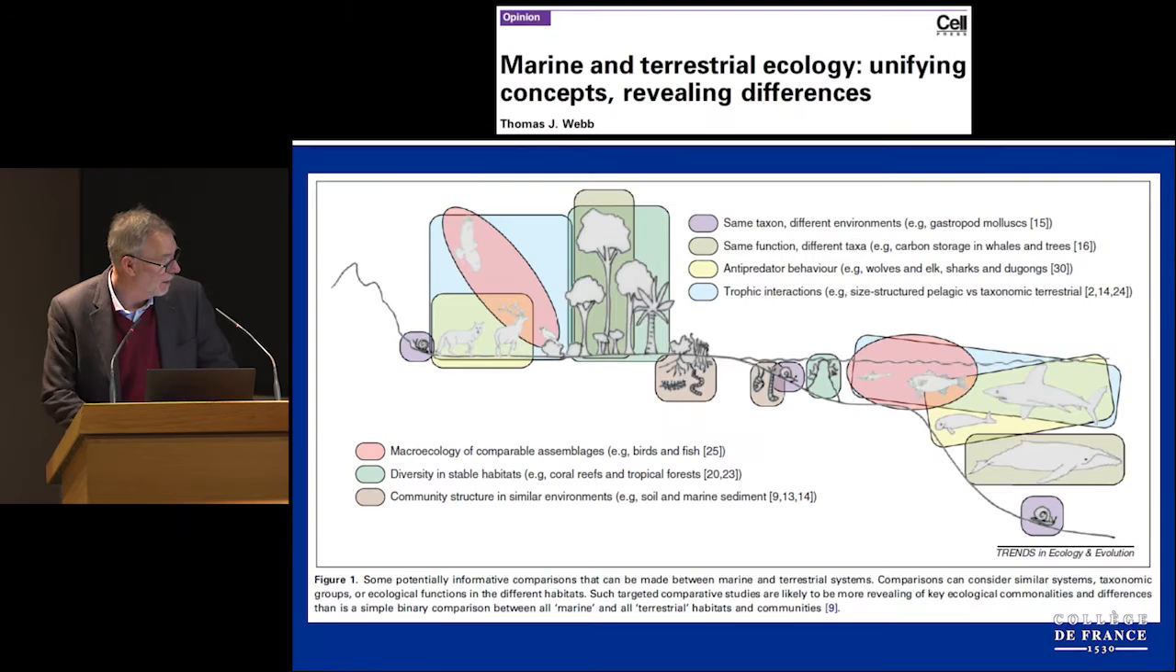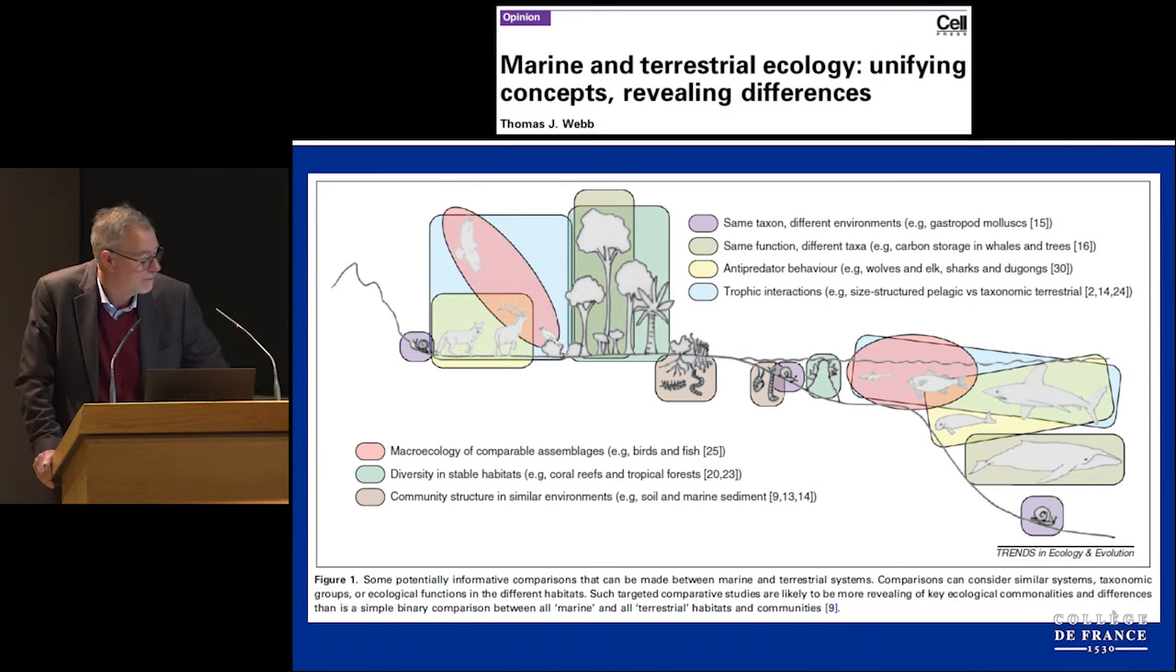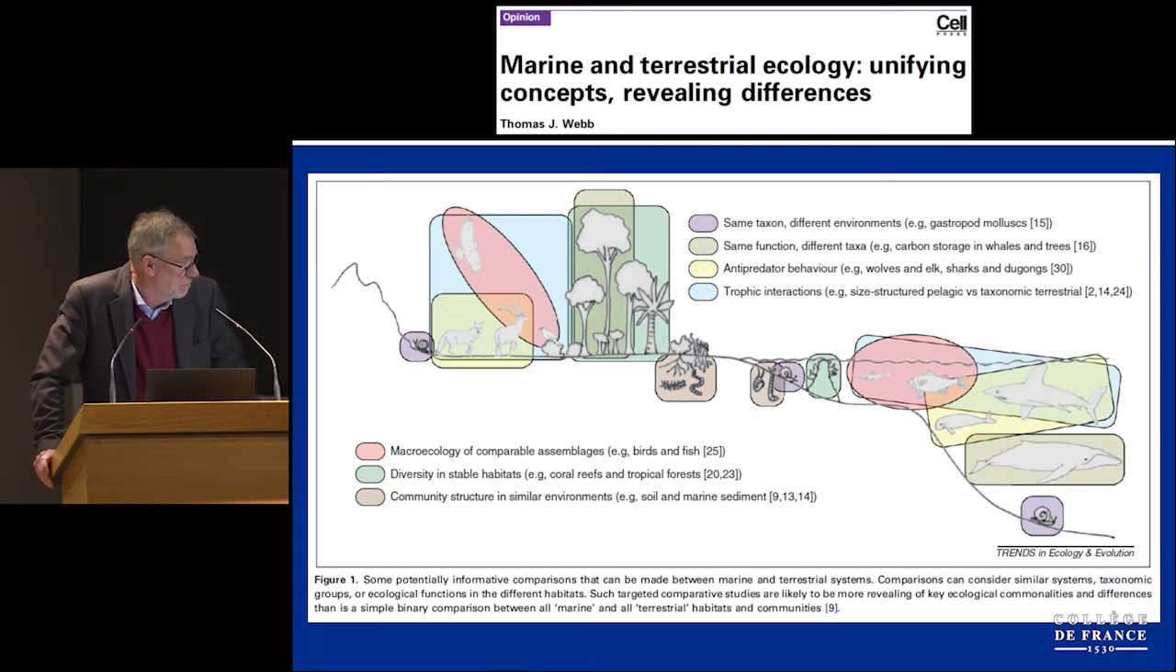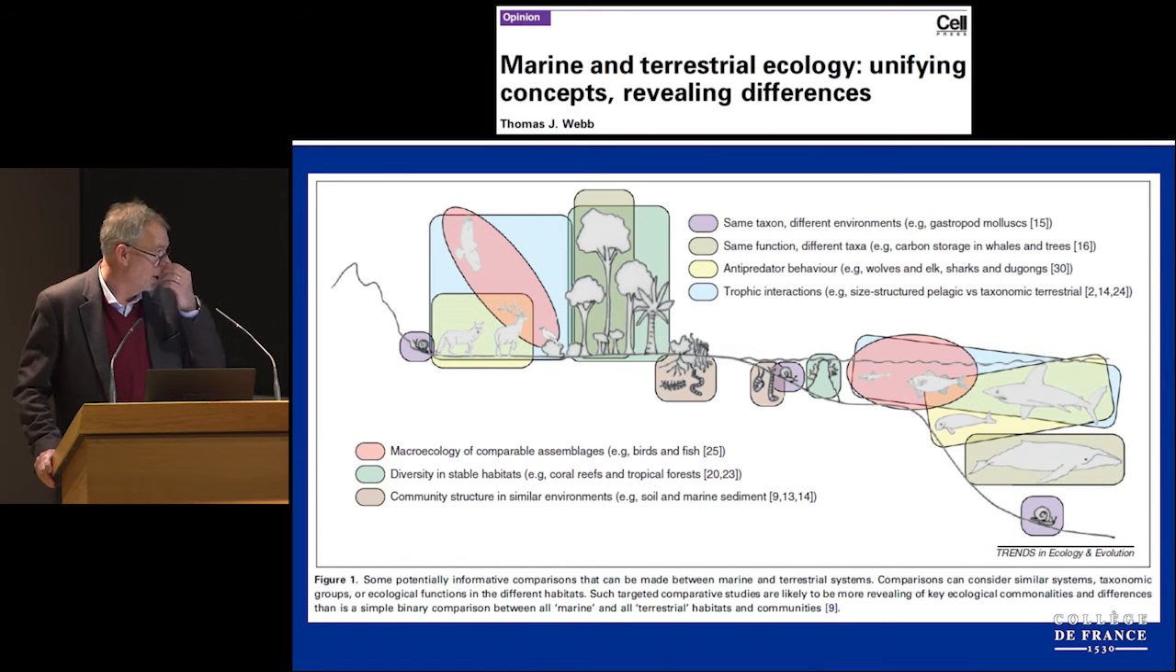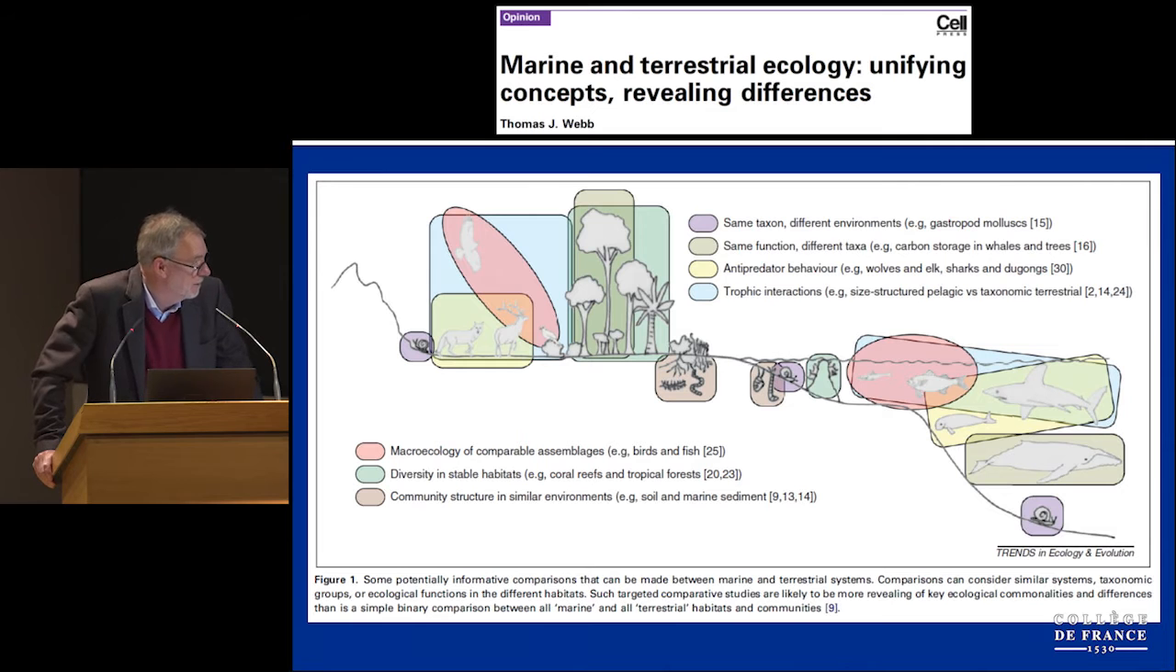So I thought I'd put up this cartoon just also to provide a little more context, which I took from a recent review in Trends in Ecology and Evolution by Thomas Webb, which really deals with the topic that we're going to talk about today. As I say, there's not much in the literature that talks about comparisons between the two systems, but I find this review quite interesting and enlightening. Marine and terrestrial ecology: unifying concepts, revealing differences.